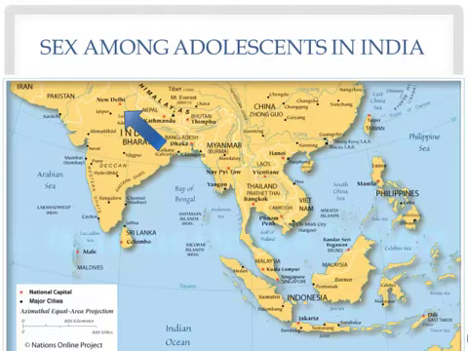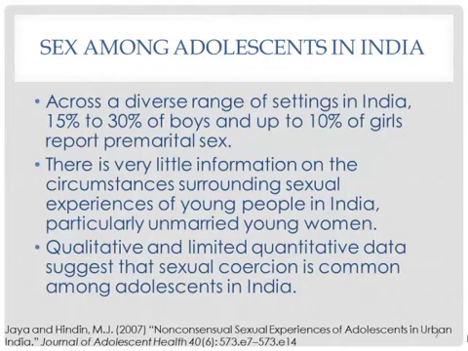This first paper, just to give you some information about India, it's estimated that between 15 and 30% of boys and about 10% of girls who are adolescents report having premarital sex. Those estimates vary substantially, and we don't actually really know the actual number very well. There's very limited information on the circumstances surrounding sexual experiences of young people in India, particularly among unmarried women. And qualitative and limited quantitative data suggest that sexual coercion is a problem among adolescents in India.